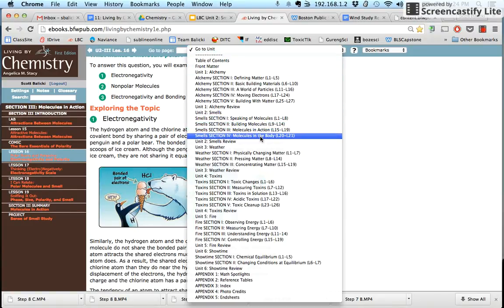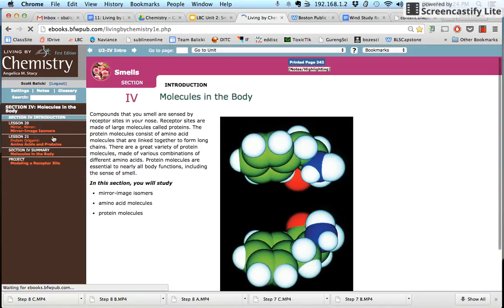The last section is 2 lessons. One is about mirror image isomers or enantiomers, and the other is about amino acids as molecules composed of a couple of functional groups which build up the proteins which make up the meat of us. So it's a very interesting way in order to end the unit.